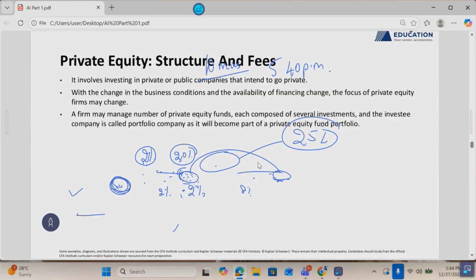It's not as easy as investing in listed companies because there you have marketable share, you have a market price, and you can know the price. But in this case, you'll never know what the price is because these are unlisted. So you have to follow a certain valuation model and so on. Okay. With a change in the business conditions, obviously, the focus might change. The risk and returns that they're exposed to will be much more different.